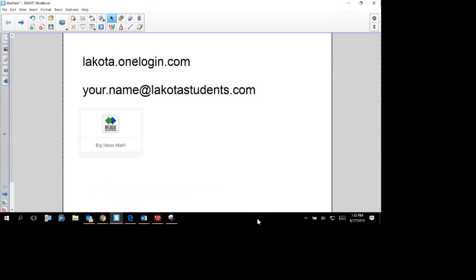If you don't know how to get to One Login, I think there's even an icon on the computer, but you won't have the icon at home. If you don't know how to get to One Login at home, you just literally type in lakota.onelogin.com. It'll take you straight there. There's another way of getting to it from our Lakota page. I don't know exactly the way though. And then your ID has to be like your .name at lakotastudents.com, or you're not going to be able to get in. So I need to make sure that everybody can get in, because this is where your homework is going to be today. Your assignment is going to be on this Big Ideas online.